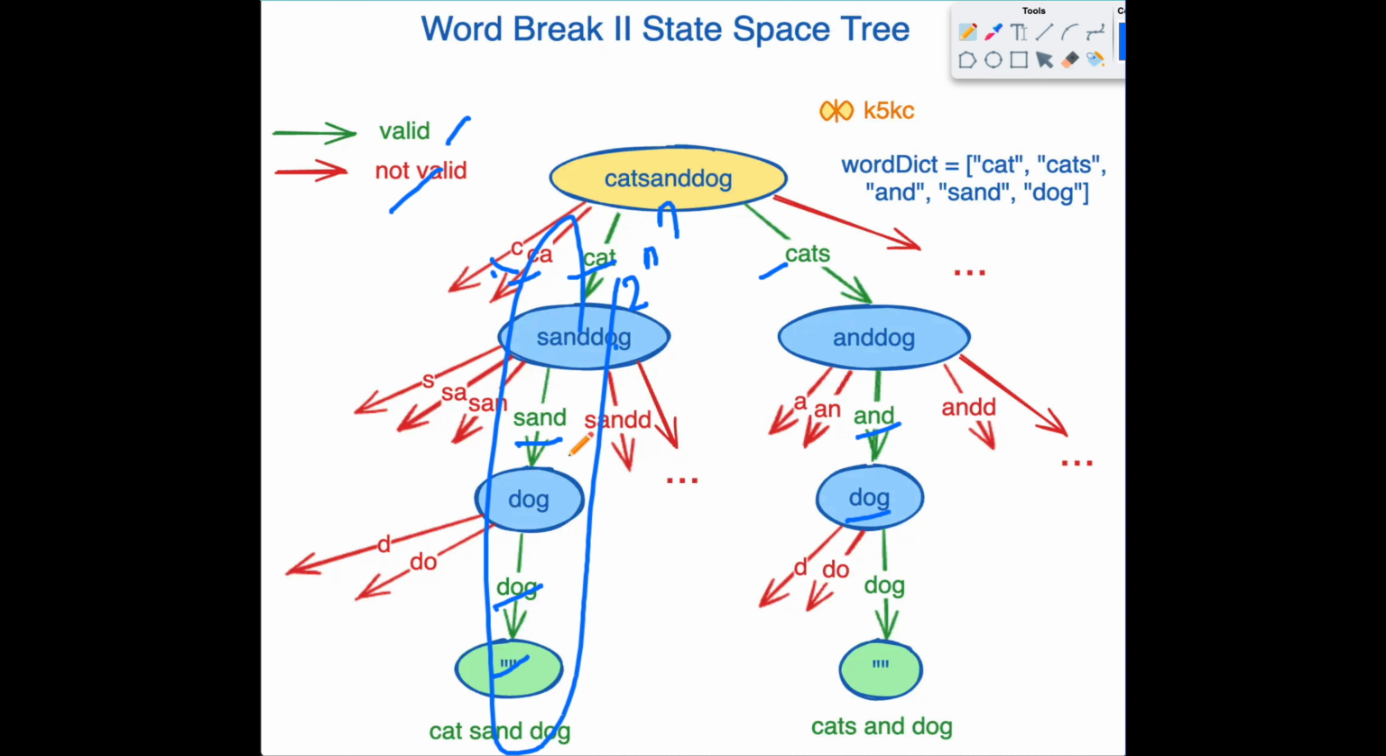Also, in terms of Java programming, they have given a list of strings as the word dictionary, but we may also like to convert it to a set of strings, because the lookup operation in a set is O of 1, so that will be faster. So in that case, the space complexity will be O of n plus m, where n is the length of the string, and m is the number of words in the dictionary. Now let's jump into the code part.